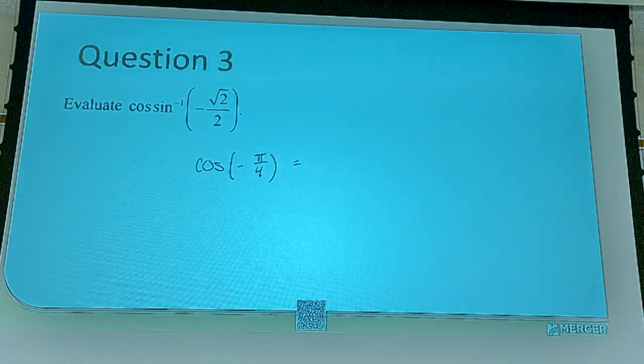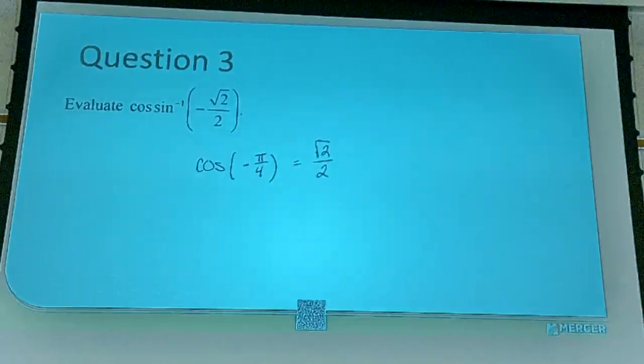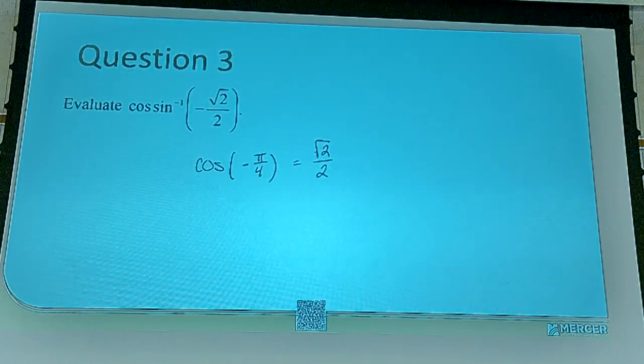That would just be the x value. Square root of 2/2. Cosine is the x value, right? And sine is the y value. That was the value. It's root 2/2.